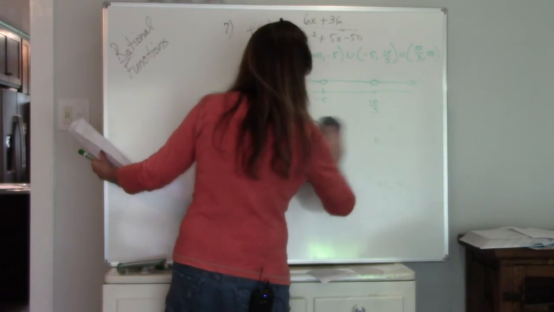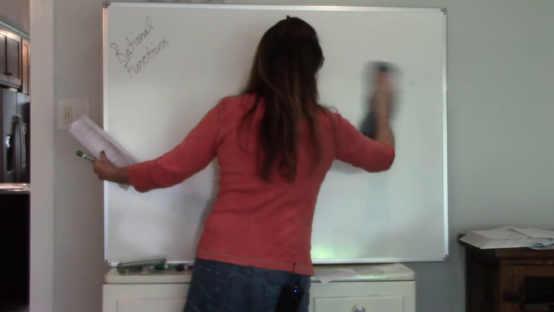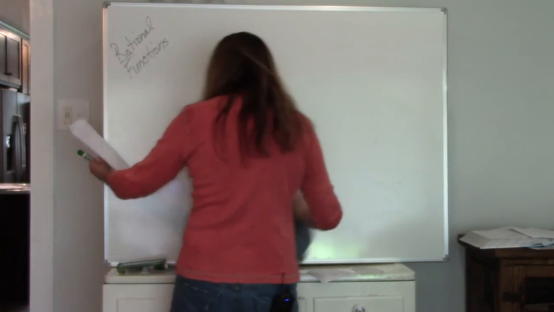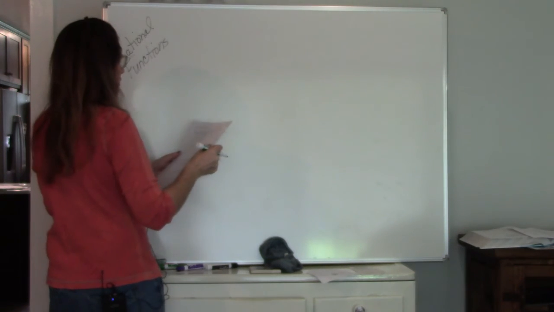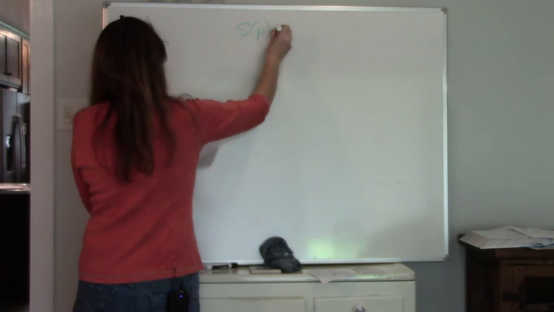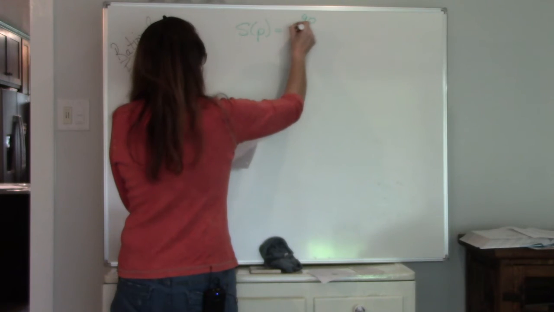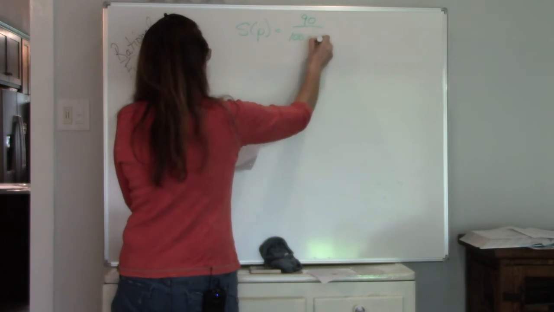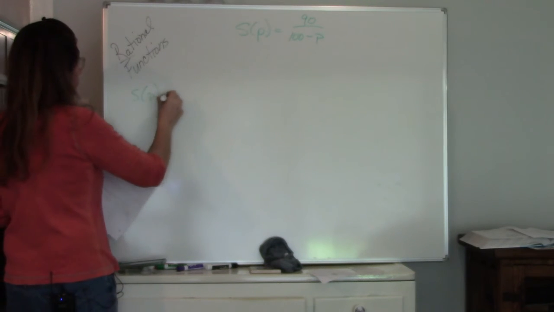So, the application of a rational function. These are pretty basic ones; we're not going to do more than scratch the surface on these. This is number 8 on page 86. So you have a function S(p) equals 90 divided by 100 minus p. Okay, let me give you the pertinent information.